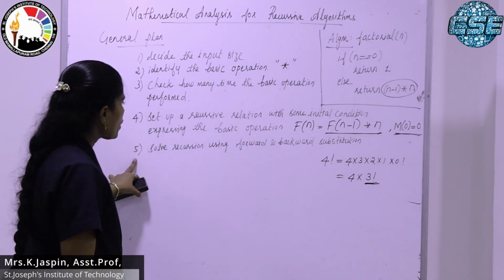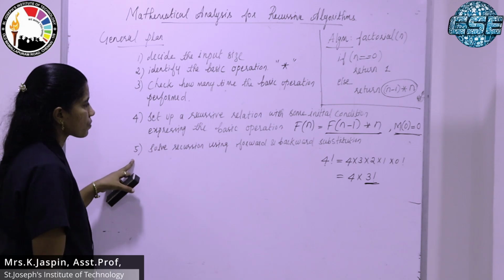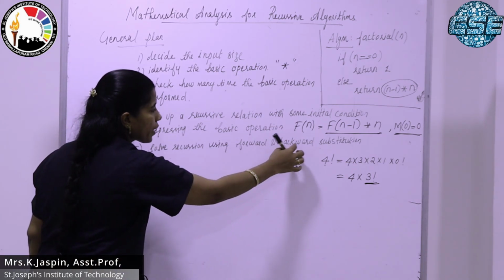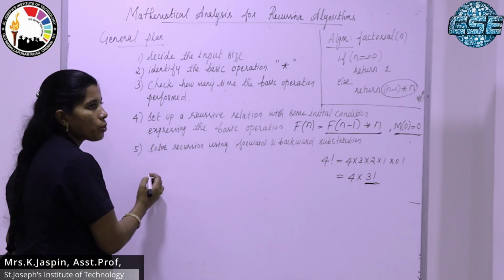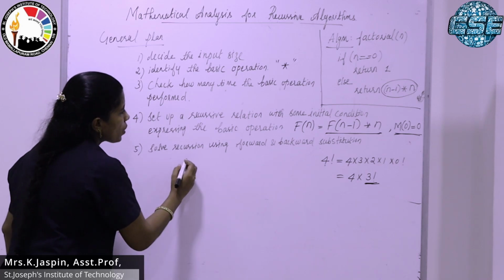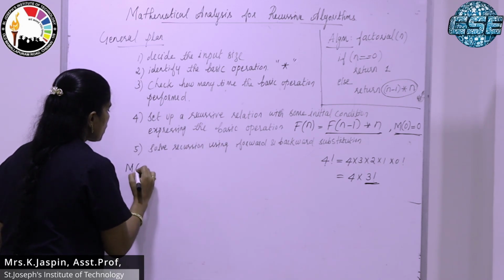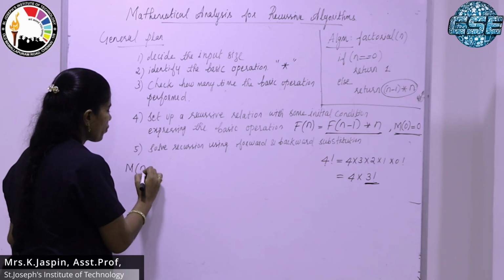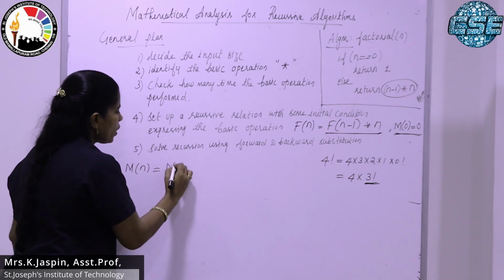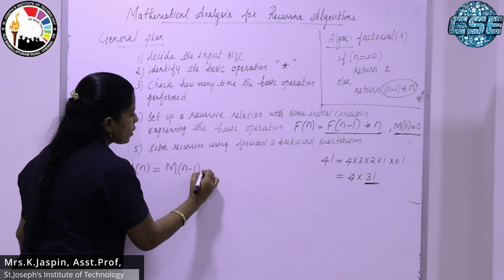At the next step, we need to recursively apply either forward or backward substitution method to bring the time complexity. So here I am going to consider the relation. Since this is a multiplication, I have rewritten it as m of n. M of n is equal to m of n minus 1 plus 1.